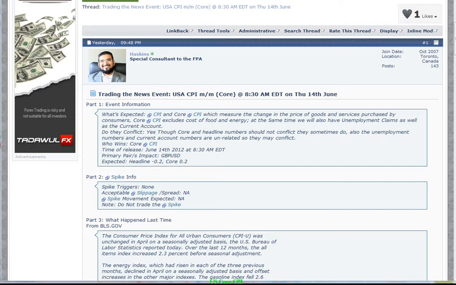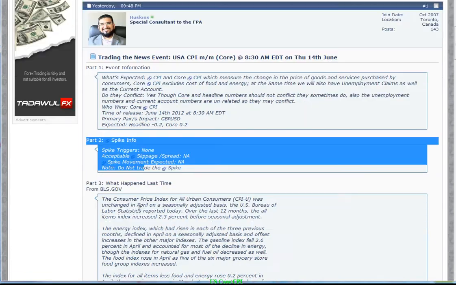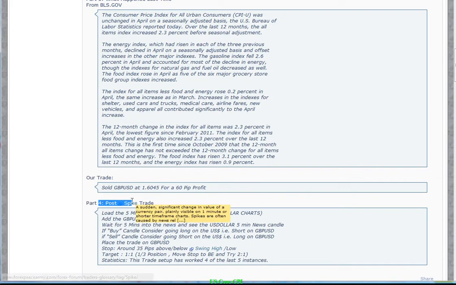This is a follow up to the trade plan related to the core US CPI. Since there were a lot of news releases at the same time, I decided to skip spike trading and concentrate on post spike trading. I actually wanted to trade the directional bias which would result from the news at 8:30, and the way I'd go about doing that is observe the 5-minute US dollar chart. So let's see what happens.